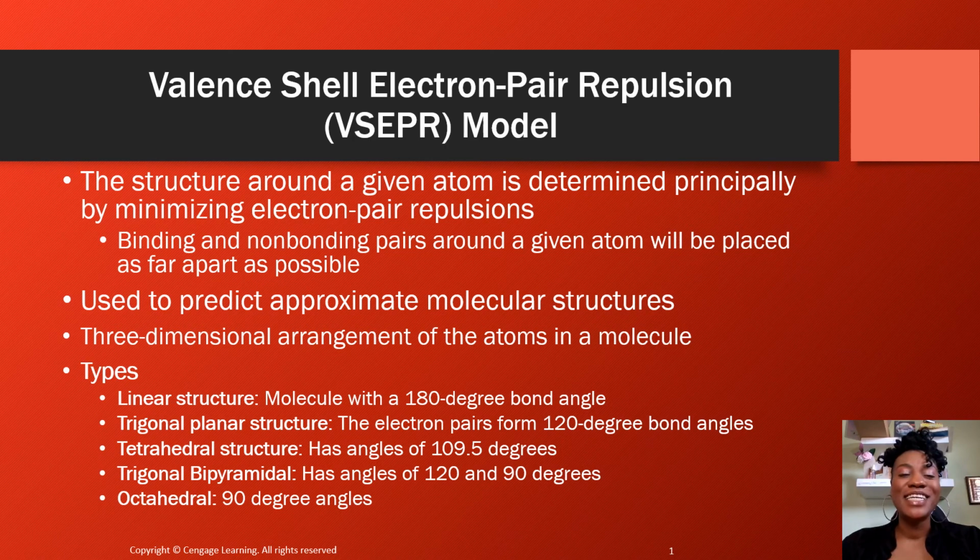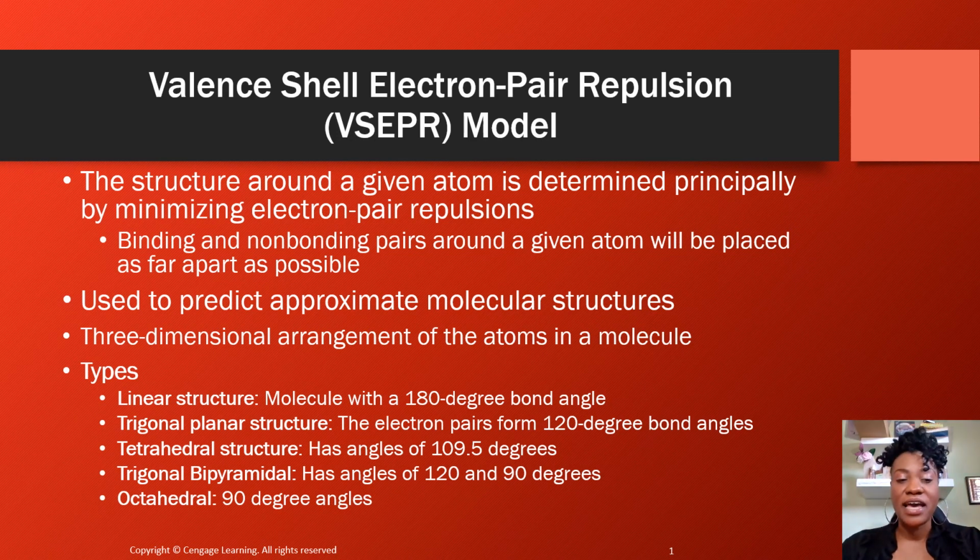And basically, what we do when we apply the VSEPR model to molecules is we principally try to minimize electron pair repulsions. And so our bonding and our non-bonding pairs will be arranged around a given atom as far apart as possible. This is used primarily to predict approximate molecular structures. Those are just three-dimensional arrangements of the atoms in a molecule.